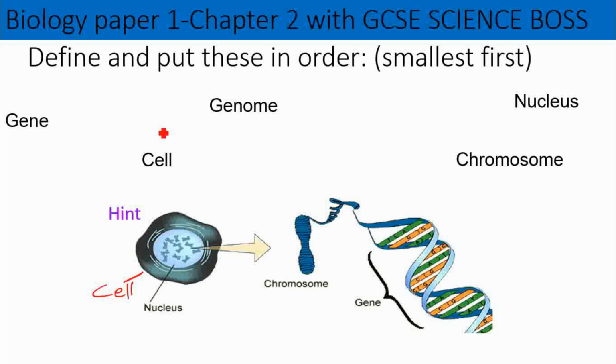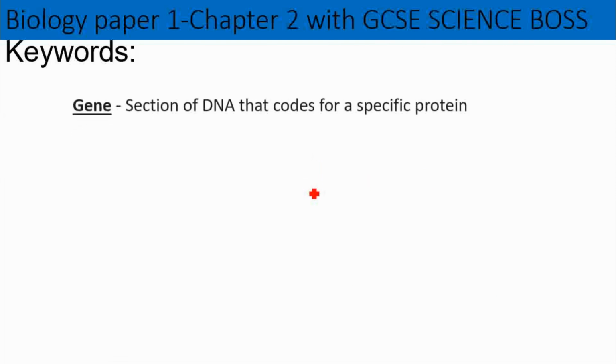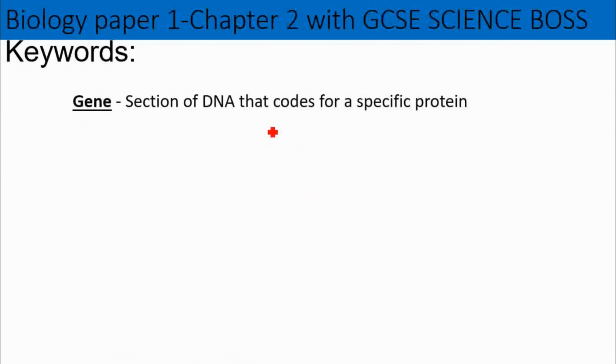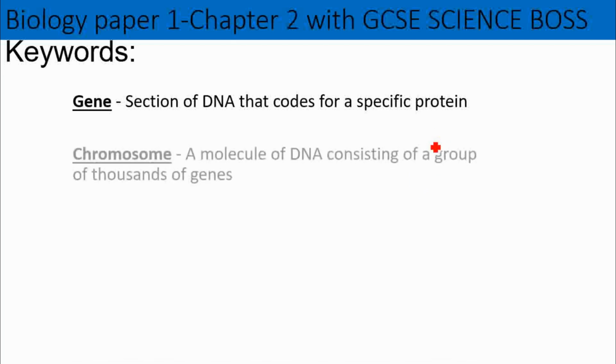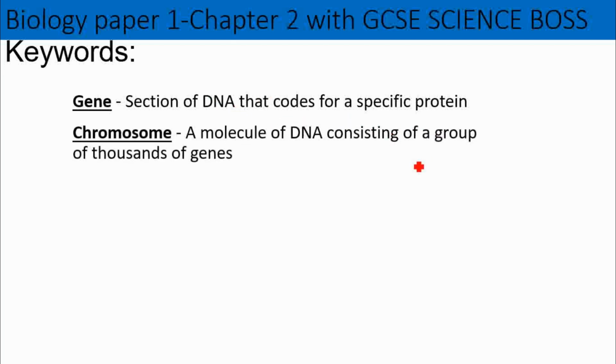Now you also need to be able to put these in order from smallest to largest. Your smallest one would be your gene, and by definition the gene is a section of DNA that codes for a specific protein. Everything in our body is a protein, whether that may be your eye color, your hair color, everything about you. All of that information is on your DNA.